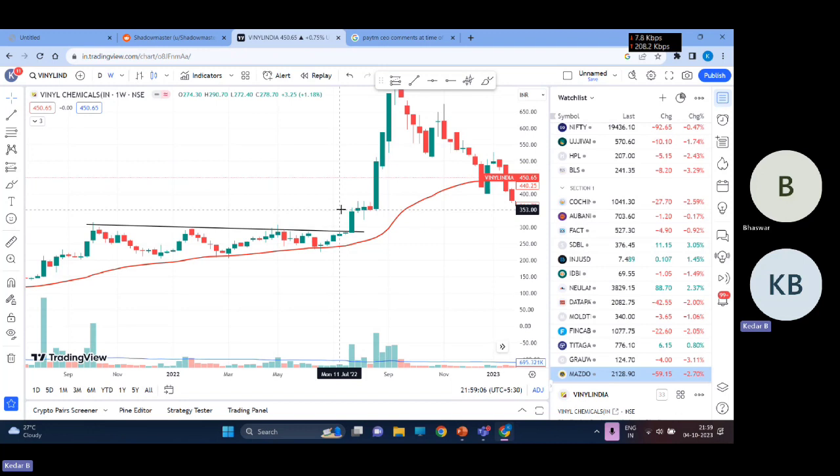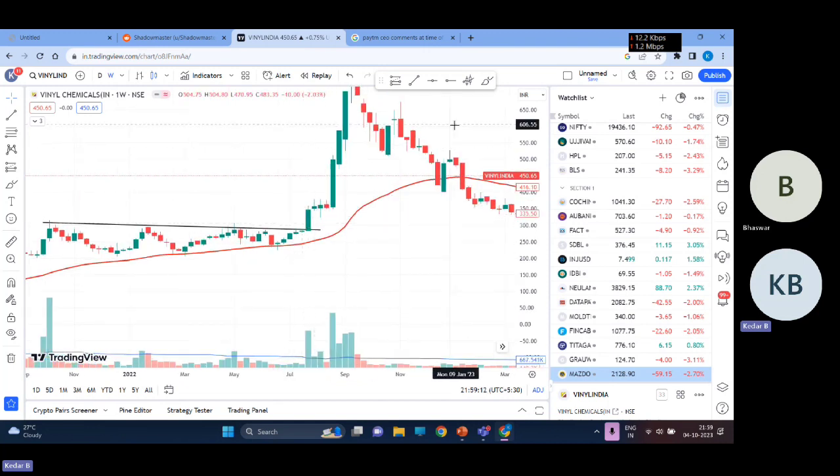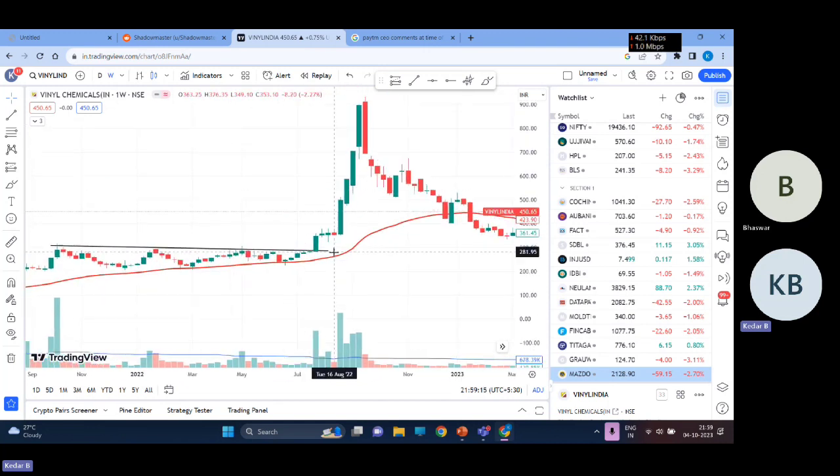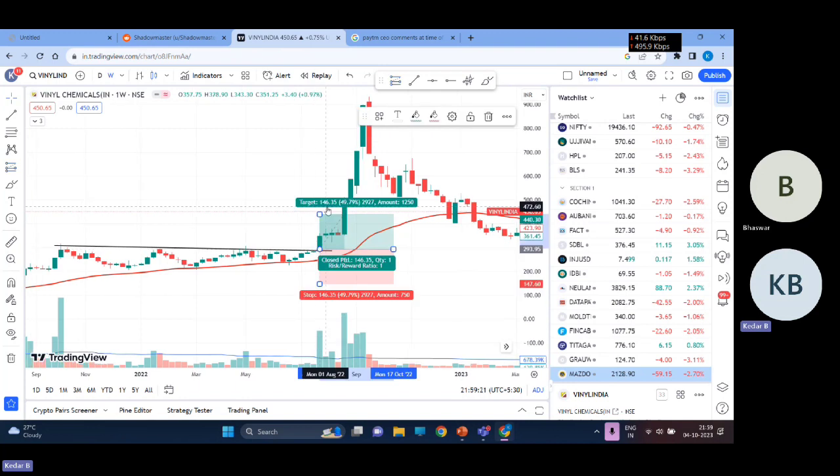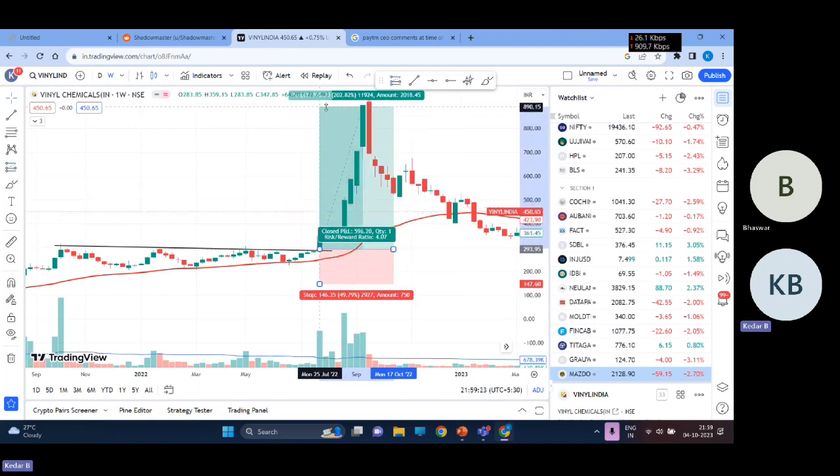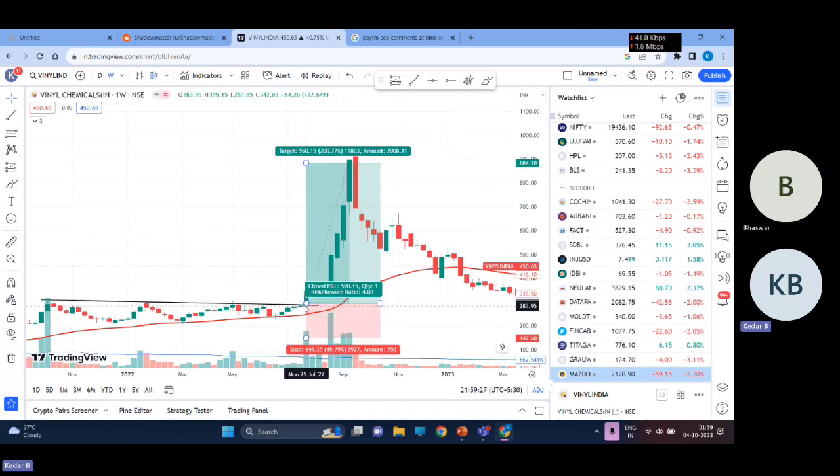I'll be discussing it with you in detail, in depth, in a particular upcoming session: what is the buy criteria, what is the sell criteria and all. So it fulfilled my buy criteria and I bought it, and you can see the amount of returns it gave from here till here. 200%, you can see, in how much time? From July till September. Wow.